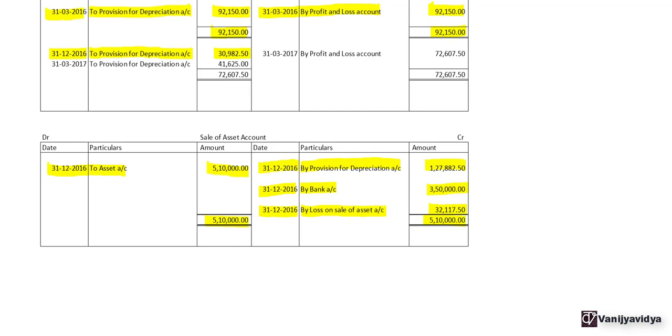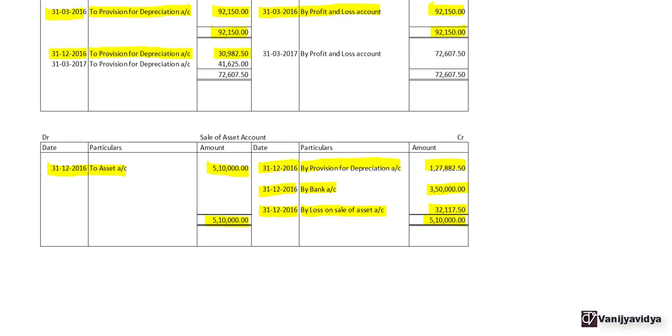Now if you see, the sale of asset account should not have any balance after recording all the transactions. In case it has a balance, then that is a checkpoint that there is some error in the calculation of accumulated depreciation or loss on sale of asset. So once all the entries are recorded, that is once you record your bank proceeds, then the loss on sale of asset, the cost of the asset and the accumulated depreciation till the date of sale, your sale of asset account should have no balance. So this is one way in which you can verify whether all the accounting entries are posted correctly.